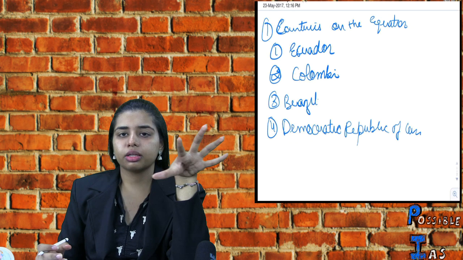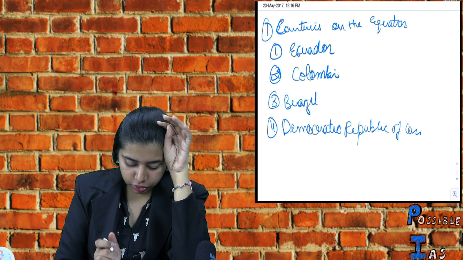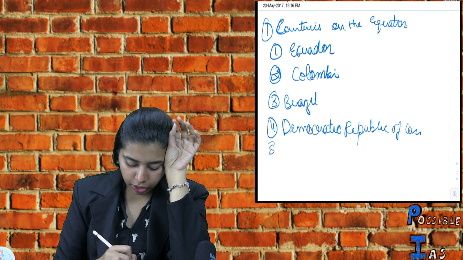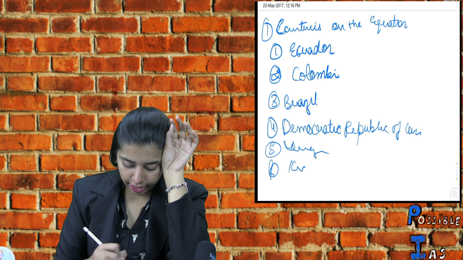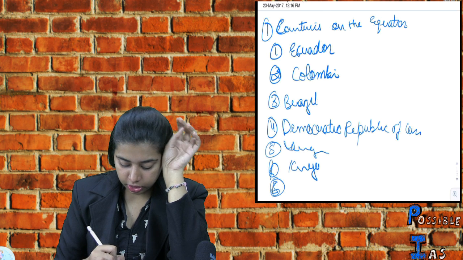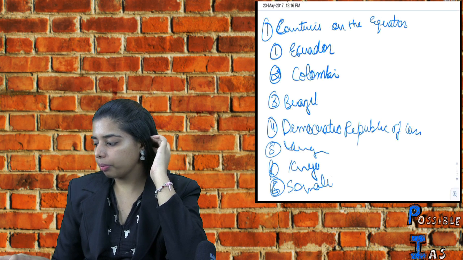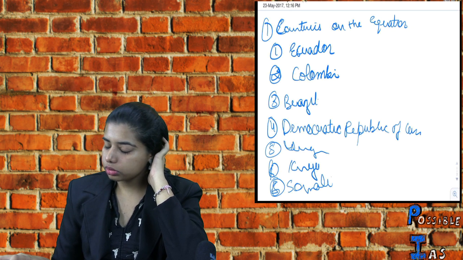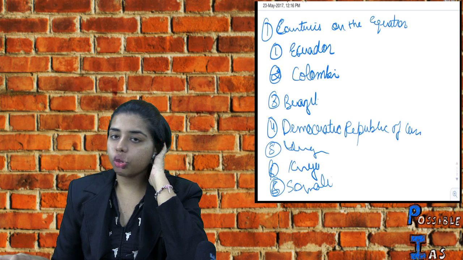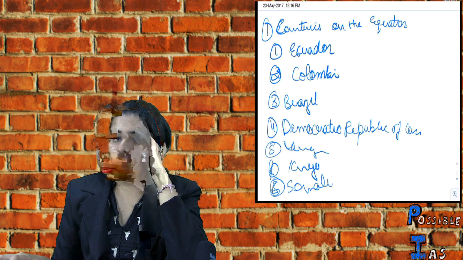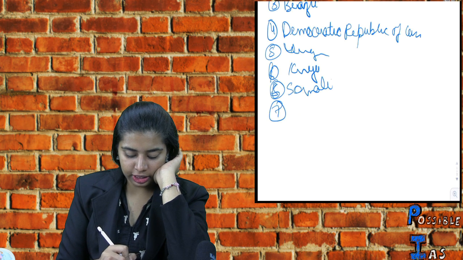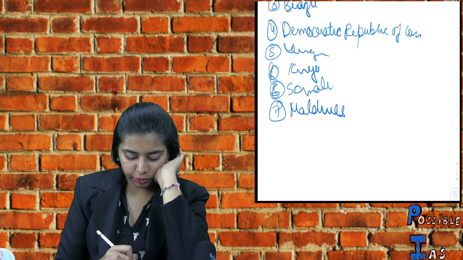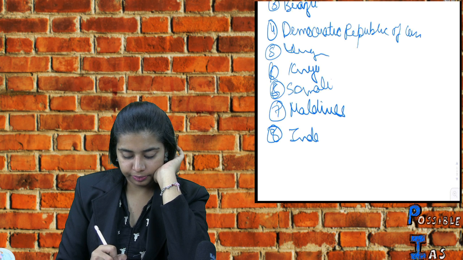Okay, so the next important countries are Uganda, Kenya, and Somalia. Okay, so now we've moved away from the African continent. So it passes through two important countries. One is Maldives, and the other is Indonesian islands. So these are the countries through which the equator passes.